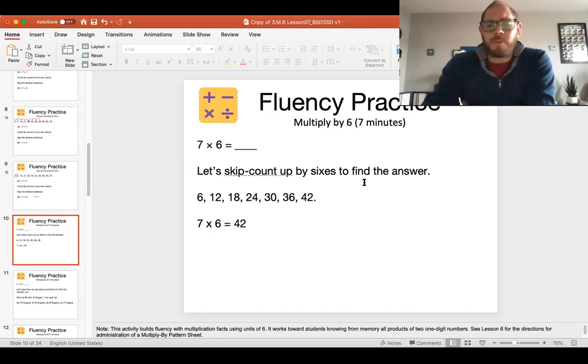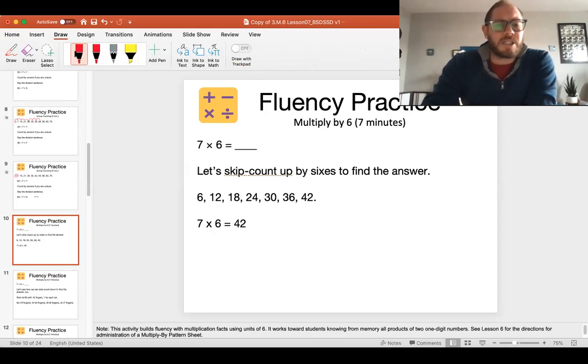It says, let's skip count up by 6s to find our answer. So we've got how many groups of 6? Let's have a look. What is our first number? Our first number is 7, and that tells us our number of groups. So we've got 7 groups of 6. So let's skip count together. 6, 12, 18, 24, 30, 36, 42. Well done, everybody. So 7 times 6 equals 42.